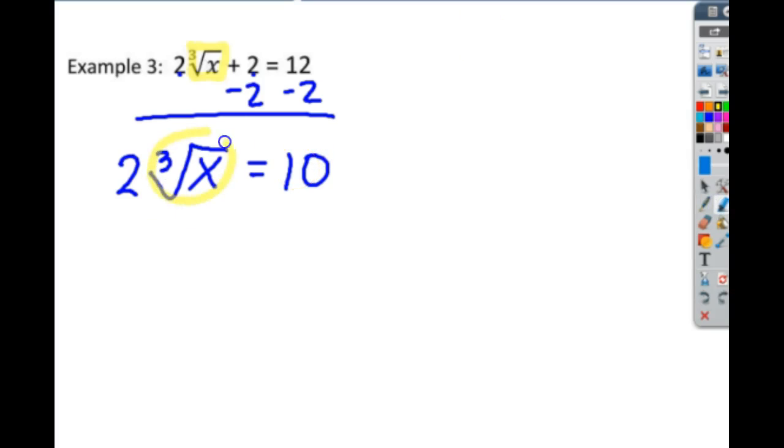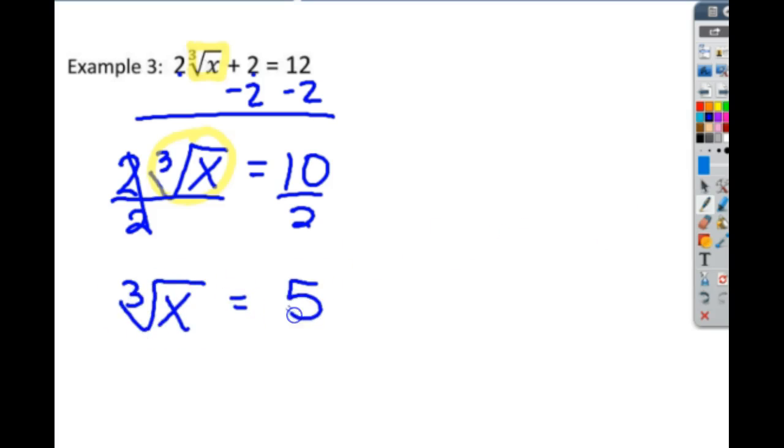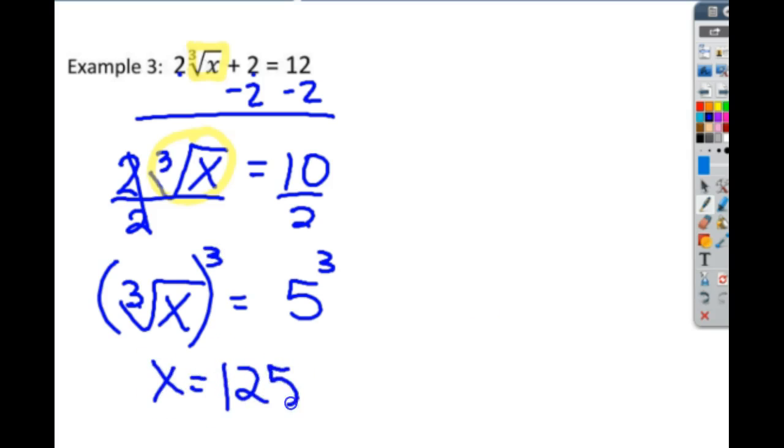Now I still need to isolate this, so I need to get rid of this 2 out in front. The 2 out in front is multiplied by the radical sign, so what's the opposite of multiply? Then to get rid of the root, the opposite is to raise it to the third power. That cancels out.